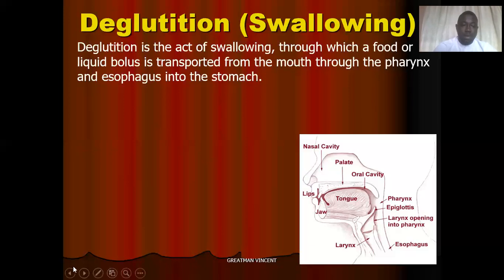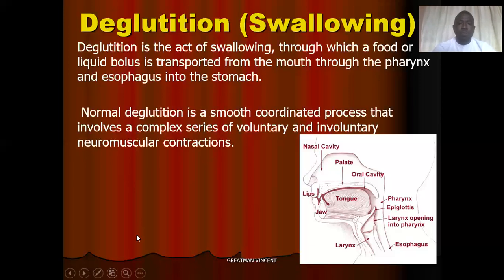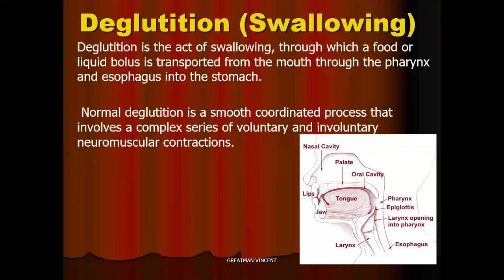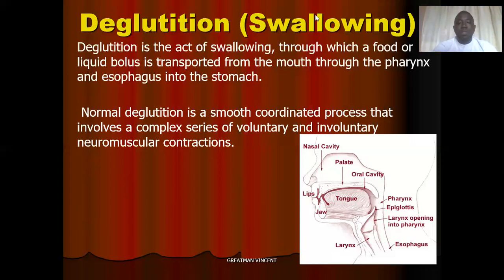So this is a whole overview of swallowing. When I talk of normal deglutition, of course, we have a condition we call dysphagia. Dysphagia is difficulty in swallowing. Yes, so we have the abnormal aspect and then we have the normal aspect. For now, I'm going to focus on the normal, and after I'm done, I'll take you through the abnormal aspect. So it is a complex series of voluntary and involuntary neuromuscular contractions.